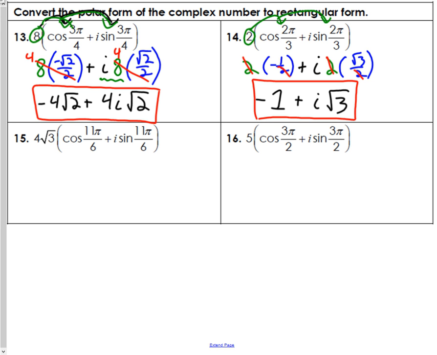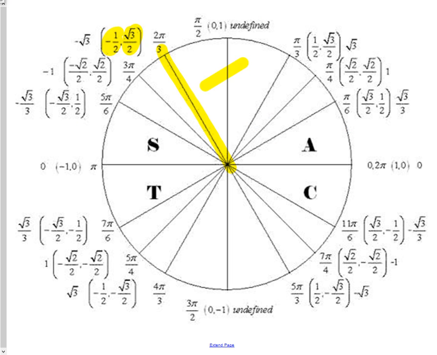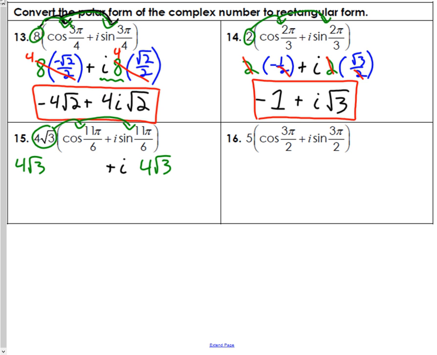Jumping down to 15, might as well go ahead and finish this one out. Again, we'll let that modulus be green, and it is going to be distributed into those two terms. But now I need to look up cosine of 11 pi over 6 and sine of 11 pi over 6. So jumping back to the unit circle, 11 pi over 6 is way down here. So cosine of 11 pi over 6, that'll be root 3 over 2. Sine of 11 pi over 6 is negative 1/2.